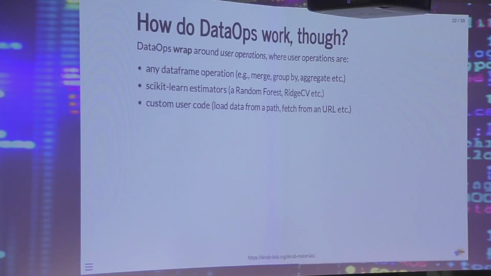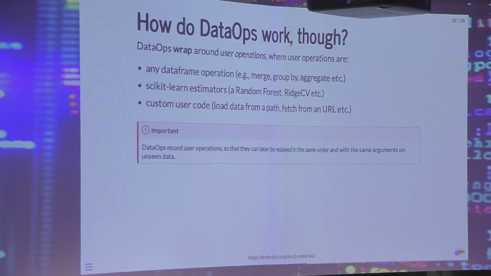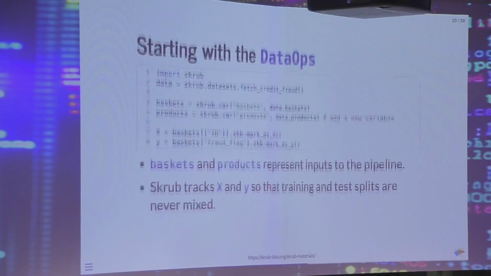The DataOps work by wrapping around user operations, where a user operation is any kind of data frame operation, or a scikit-learn estimator, or some custom user code. So if you have to download a file from a remote path and you have to turn that into a pandas data frame, you can just do that, wrap that into a function, put it in the computational graph, and it's going to re-execute it for you. So the idea is that DataOps record user operations so that they can be replayed later in the same order and with the same arguments on unseen data.